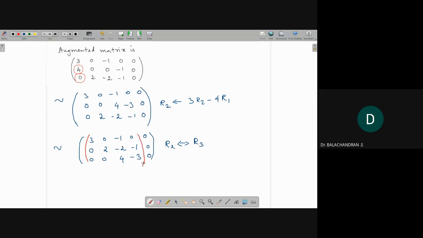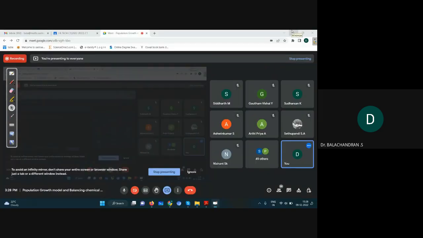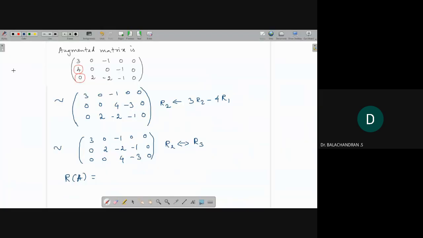This is a 3 by 4 matrix. So the rank is maximum 3. Rank is maximum 3. Okay, here, what is the rank of the matrix A? Nishant, what is R of A? Yashwant, Sir, rank is 3. Rank of A is 3.